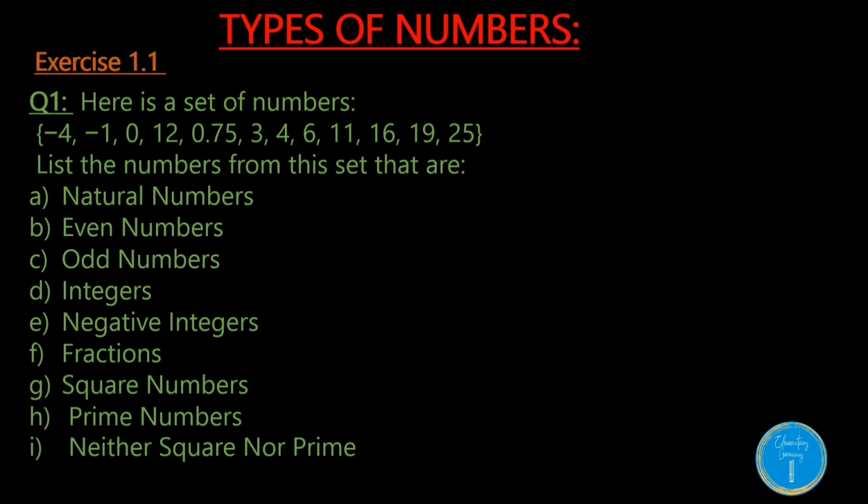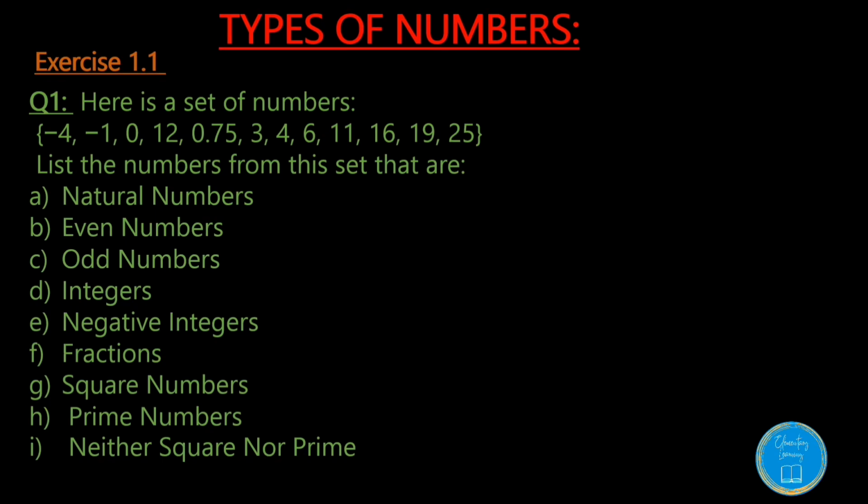Here is a set of numbers: -4, -1, 0, 12, 0.75, 3, 4, 6, 11, 16, 19 and 25. List the numbers that are natural numbers, even numbers, odd numbers, integers, negative integers, fractions, square numbers, prime numbers, and neither square or prime numbers.